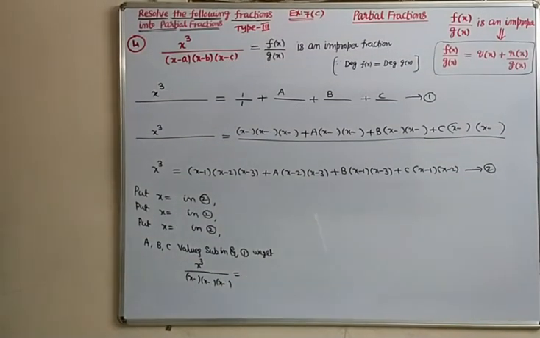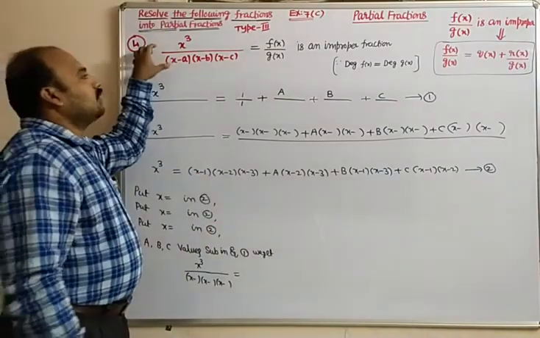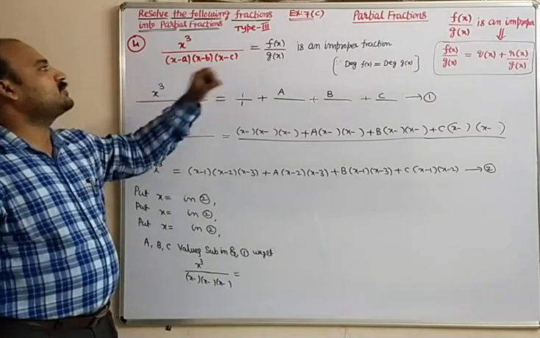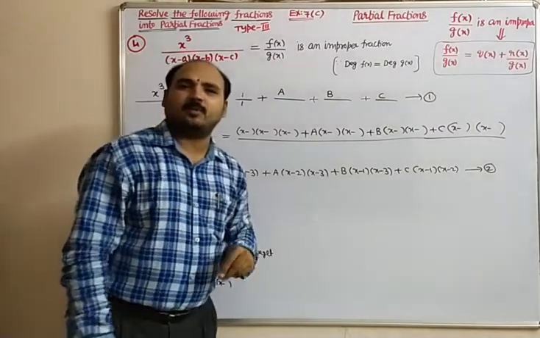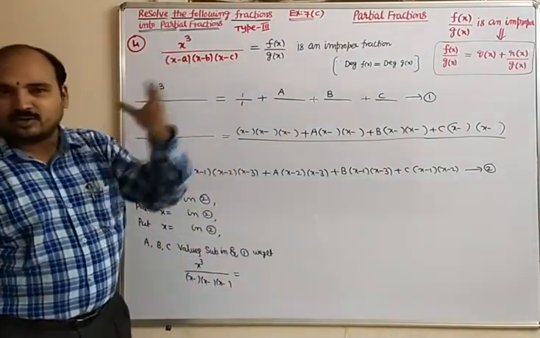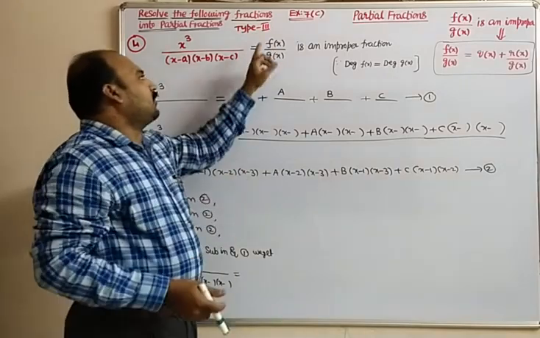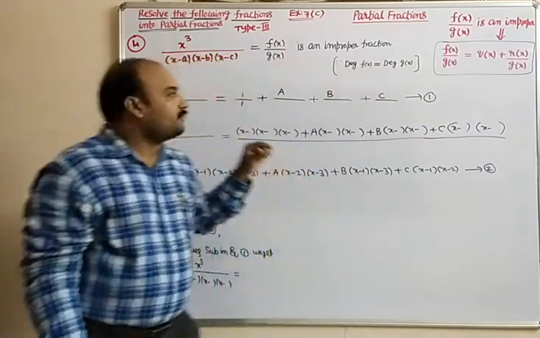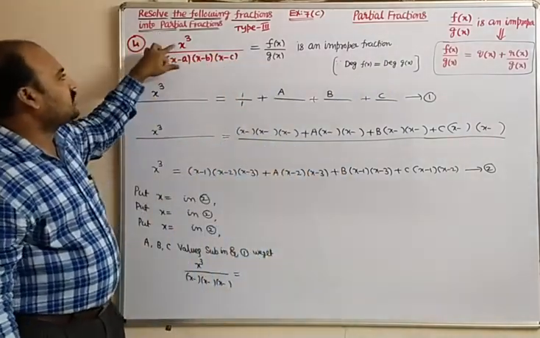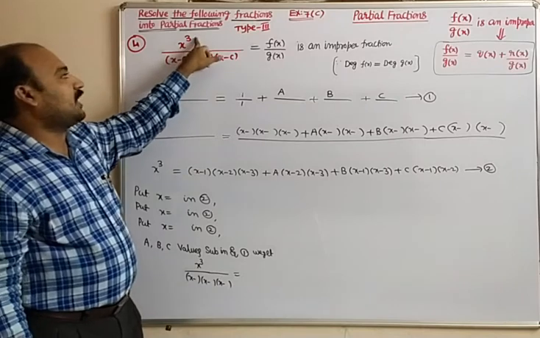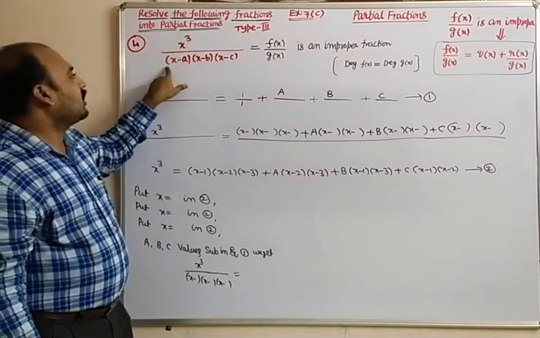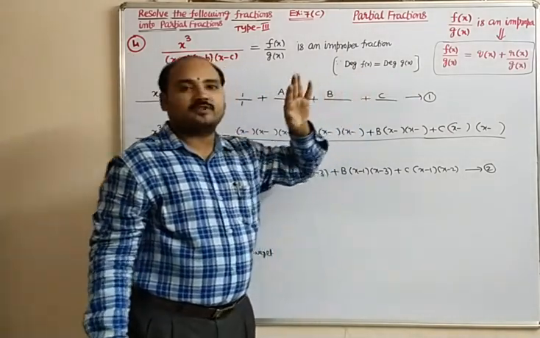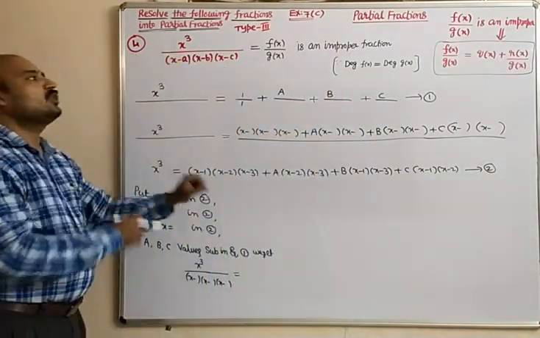The next question. Resolve into partial fractions x cube by (x minus a)(x minus b)(x minus c). Like the previous problem only, in place of 1, 2, 3, a, b, c values are there. f of x by g of x is an improper fraction and the degree of f of x equals the degree of g of x. Obviously, if you observe, the x cube coefficient is here, x power 3, so third degree. Here also x into x into x, third degree. That is the reason the degree of f of x equals the degree of g of x. Then it is an improper fraction.